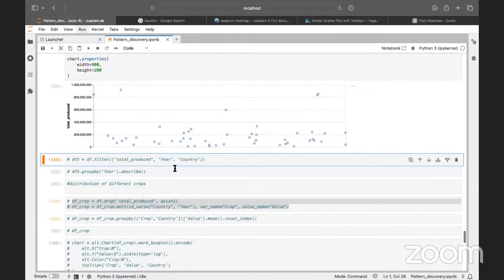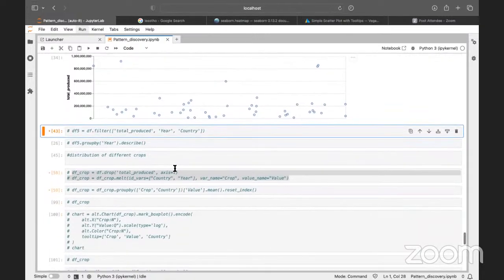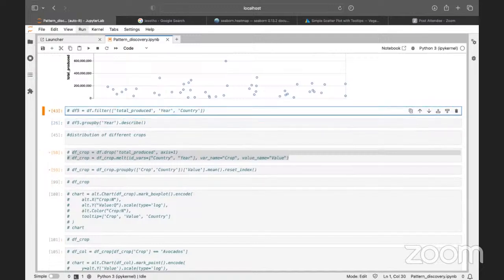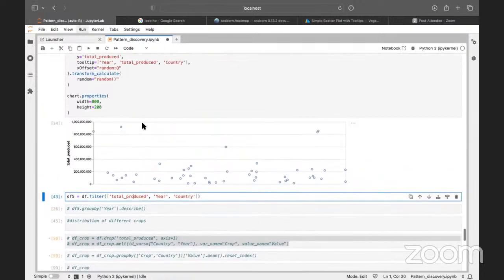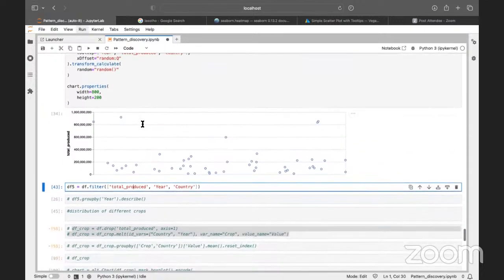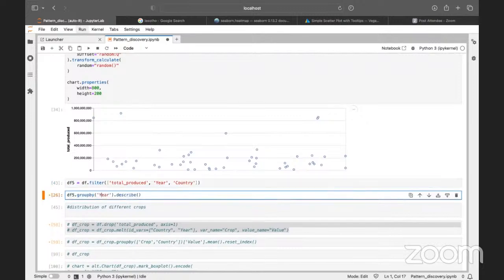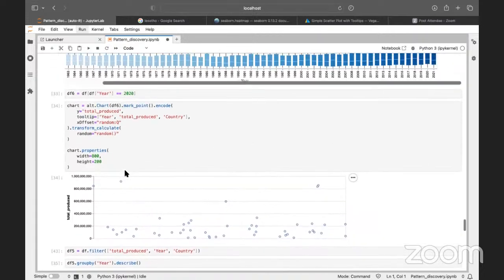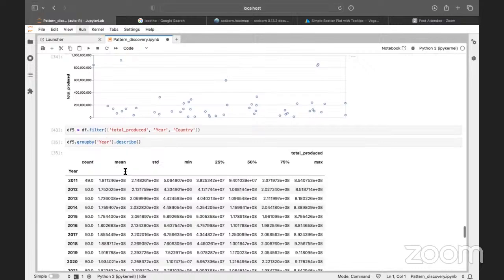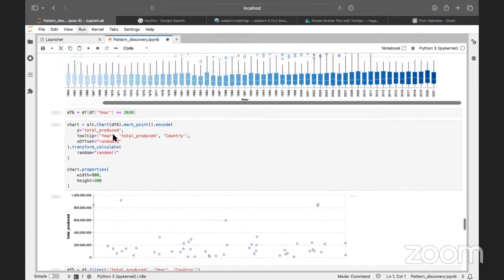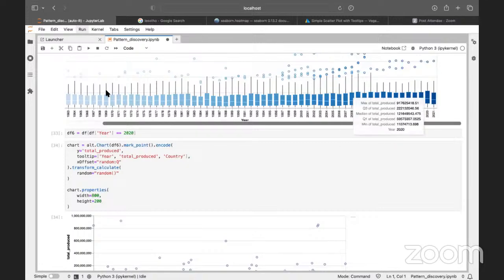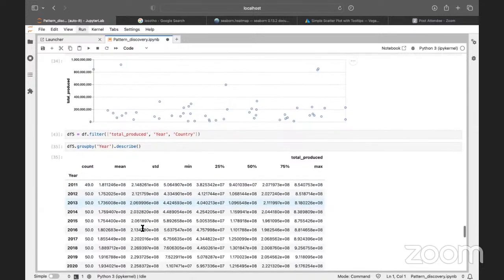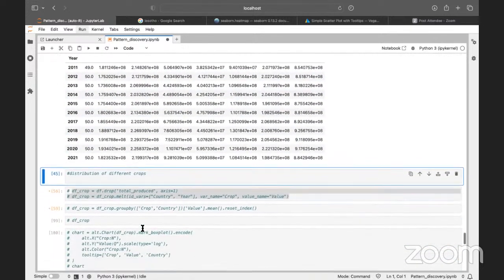So the next thing we're going to do is, I have this here where I filtered for the total produced, the year and the country, and then we run this so that we get to see as well that this correlates with the five-number summary statistics that our box plots typically use. So we see that this relates with this. You can also use this to verify what you've plotted.